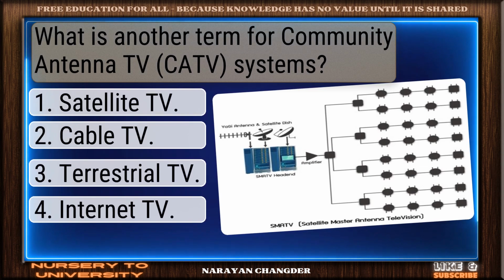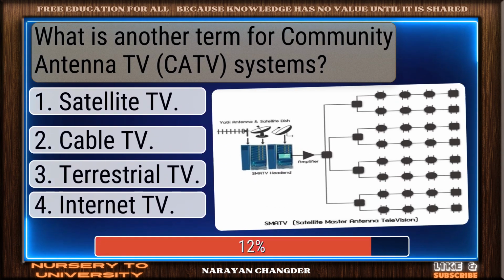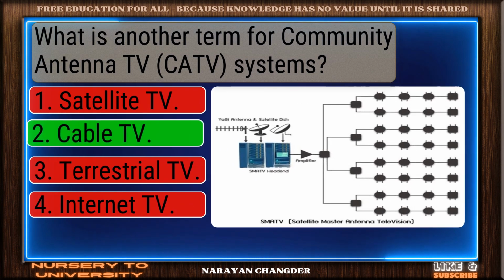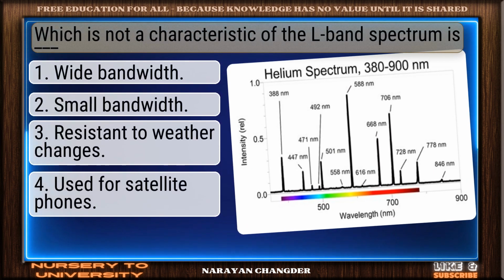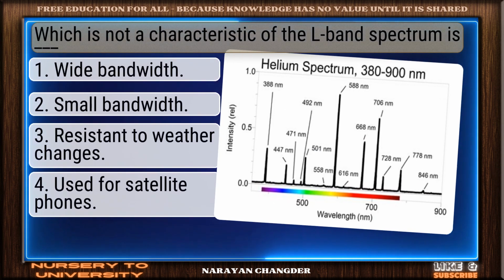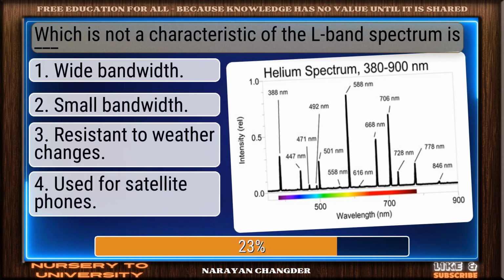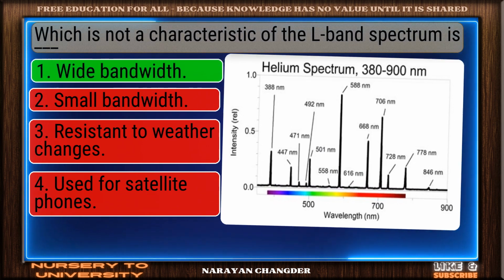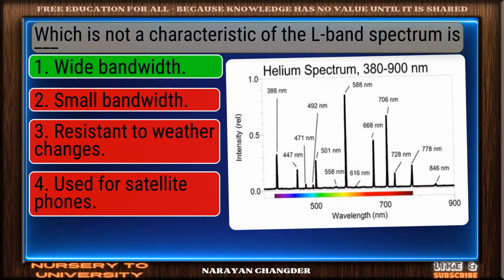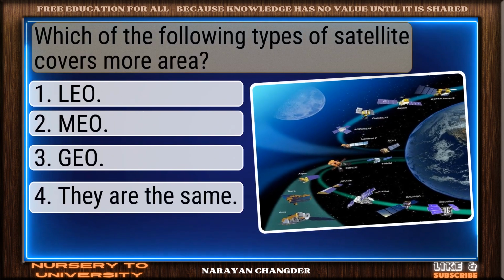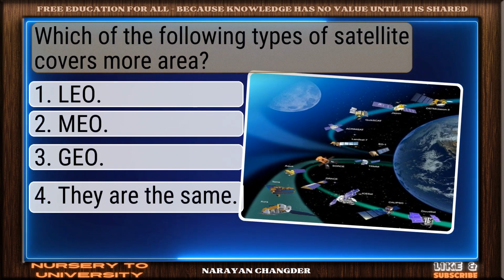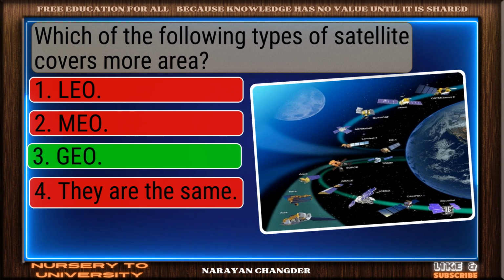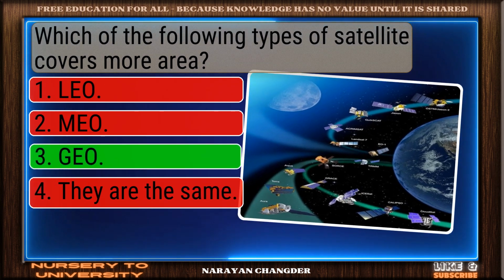What is another term for community antenna TV systems? You're right. Cable TV is the correct answer. Which is not a characteristic of the L-band spectrum is dash. Good thinking. Wide bandwidth is the right answer. Which of the following types of satellite covers more area? Nicely done. GEO is a solid answer.